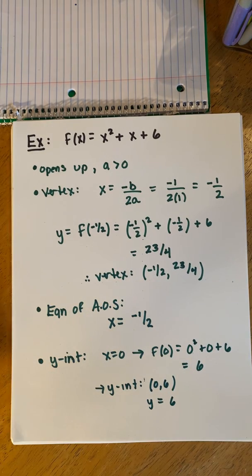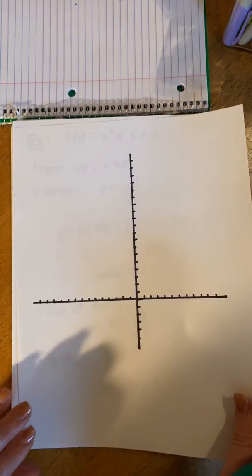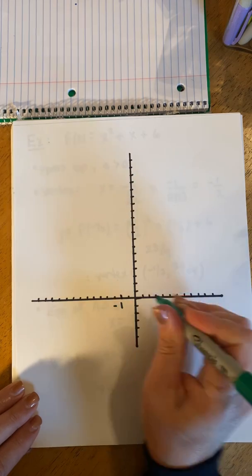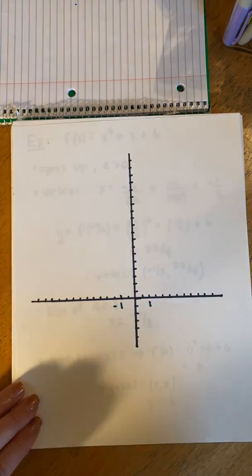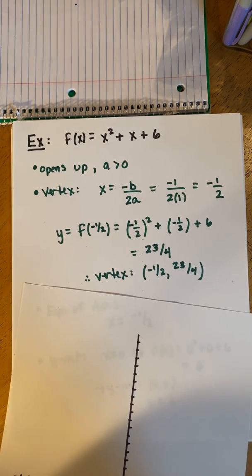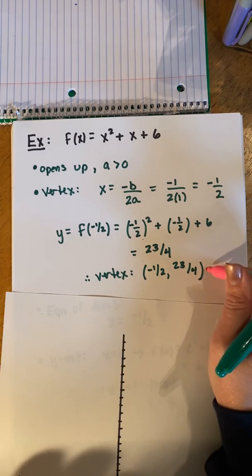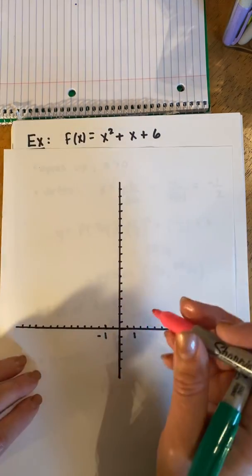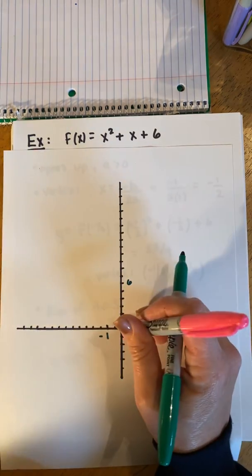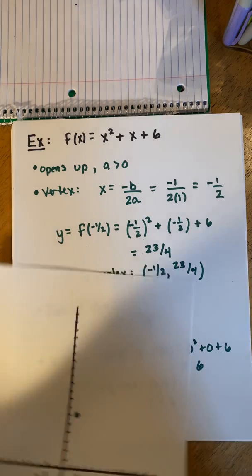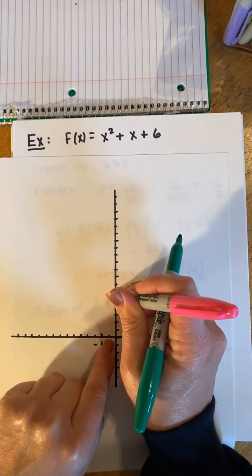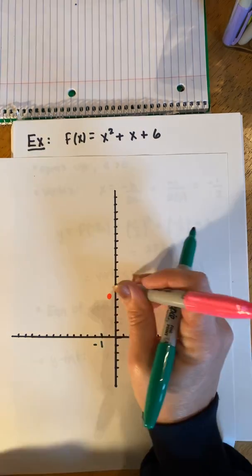So let's go ahead and plot these guys. I'll call this -1 right here, +1. So my vertex is at -1/2, 23/4, which is 5 3/4, so just below 6. So 1, 2, 3, 4, 5, 6. So -1/2 would be here. 23/4 would be about right here. My y-intercept is 6.